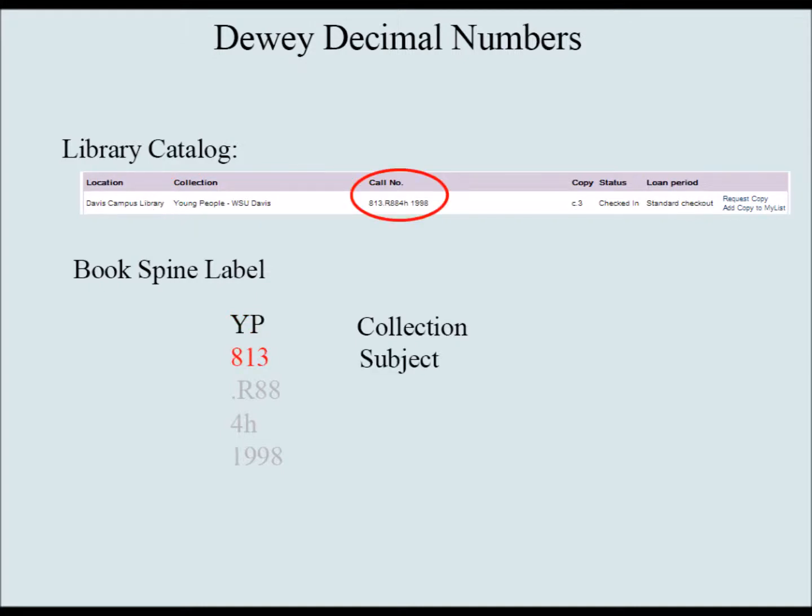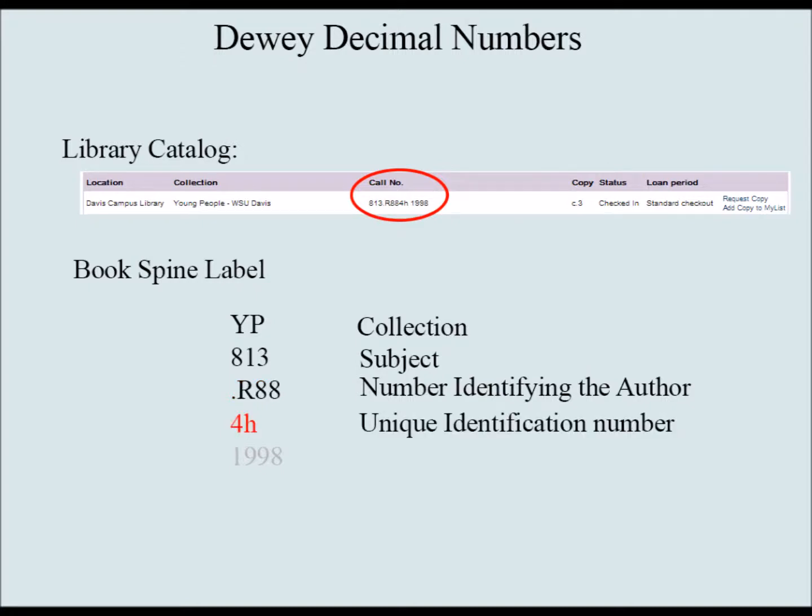813 lets those looking for this book know that this book is categorized under fiction in English. Period R88 lets us know that the author of this book is J.K. Rowling. 4H is a unique number used to identify this specific book, and 1998 is the year the book was published.